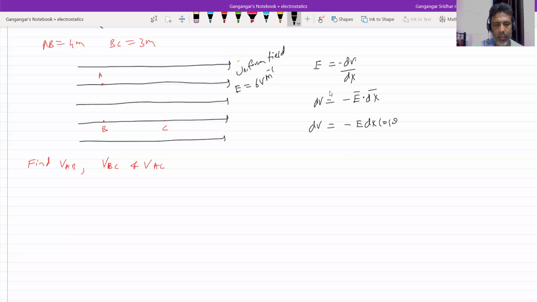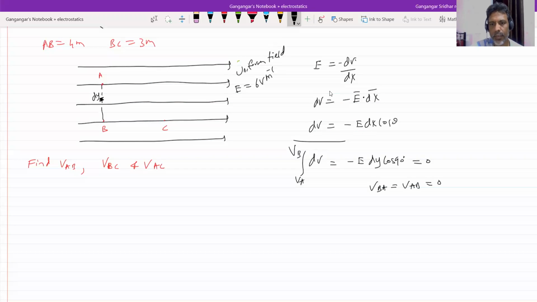Let's come back one by one. First, I have to calculate VAB. How is dx? You're going to measure normal. What is the angle between AB bar and this one? So the calculation of dV will be dy cos 90. The dy you measure vertically and E bar is at 90 degrees, so the angle between them is 90 degrees. So this will be 0. This shows that VBA or VAB is equal to 0.